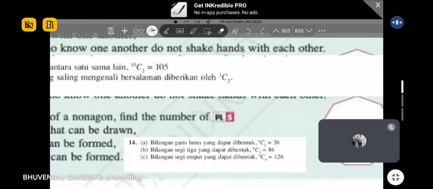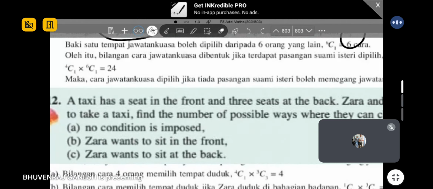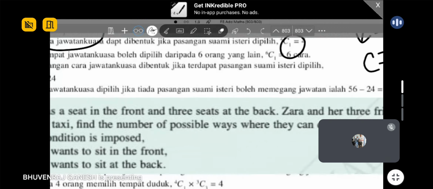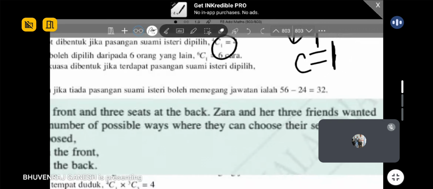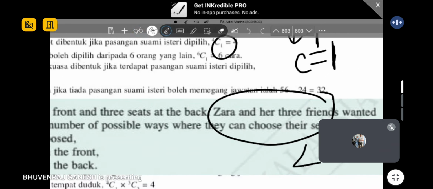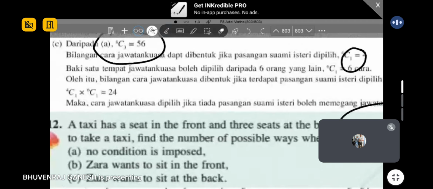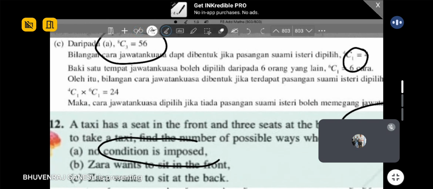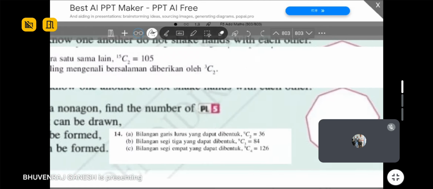Okay, next question. Now come serious already. Next got taxi. So you have 1 seat in the front, 3 at the back. 1 kat depan, 3 belakang. So Zara dan 3 orang, so total got 4 people. They say no condition, tak ada syarat. So total you got 4 seats. So anyone? First question, what will be the answer that you get?